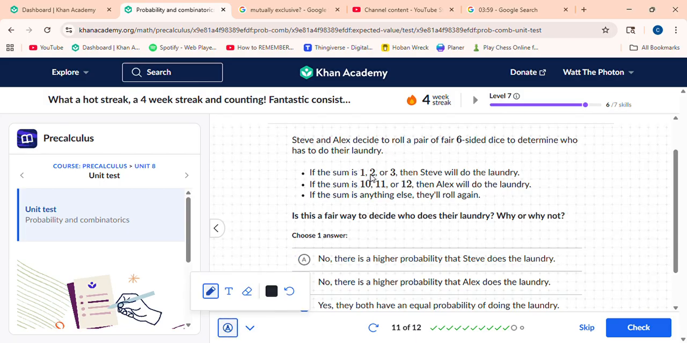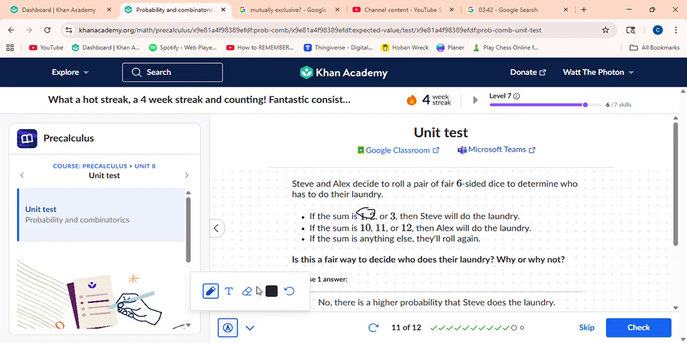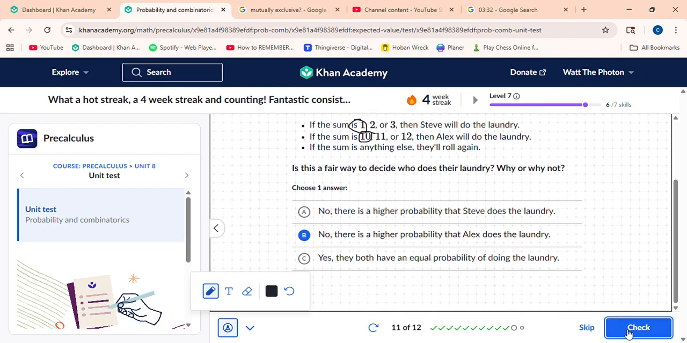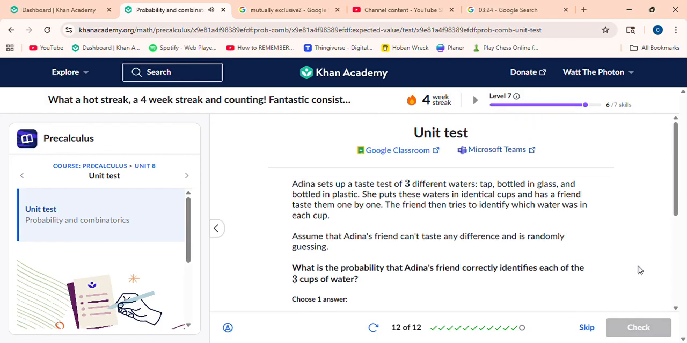Ooh, you can't get a 1. You can't get a 1. So there's a higher probability that Alex will do the laundry. Ooh, they were tricky. You cannot get a 1, and so that just leaves them with a 10. Oh. Ooh. Because Alex... Ooh, that's naughty.